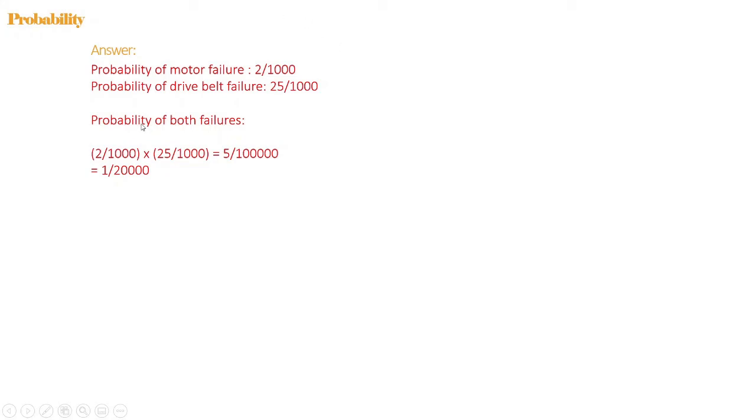So probability of both failures: 2 over 1,000 times 25 over 1,000 gets you 5 over 100,000. Then you divide that down, and it's 1 in every 20,000 is when that will happen. I've just taken that, 5 divided by 100,000 gets you 1 over 20,000.